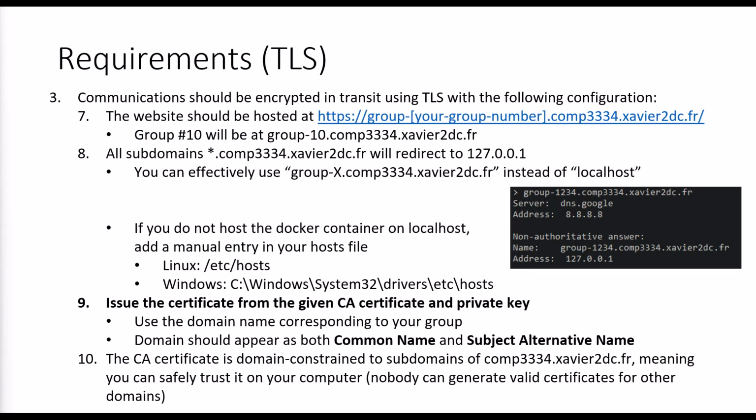Further than that, the domain that you will need to use for your certificate and where your website will be hosted is as follows. You will be able to use the domain group-your group number.comp3334.xavier2dc.fr. For example, if you're group 10, that means your domain is going to be group-10.comp3334.xavier2dc.fr. Essentially, all the subdomains for all possible groups will redirect to 127.0.0.1, that is your localhost IP address. Okay, so if you're hosting the website with your Docker container running on your own machine, you will be able to access the website using this domain name.